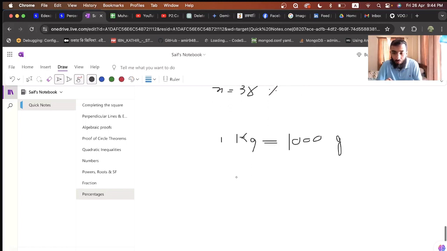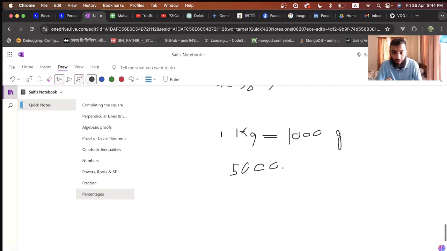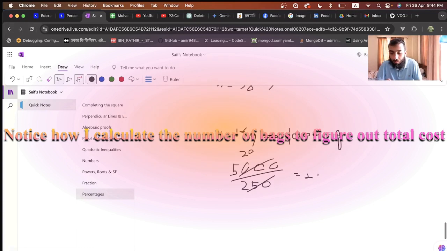So she puts 250 grams in each bag, and she has 5 kg, so 5 kg means 5000 grams, right? How many bags does she require? 5000 divided by 250 is what? 20, right? So she needs 20 bags. 20 bags is required by her.